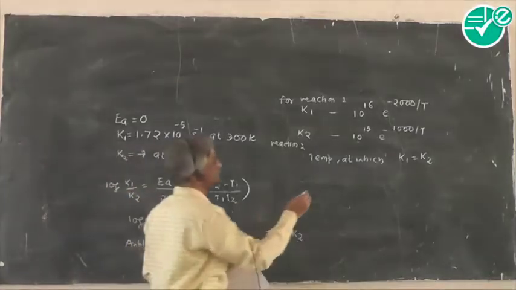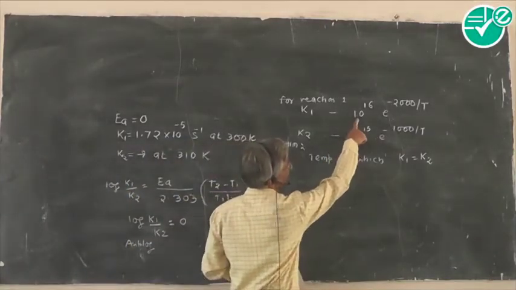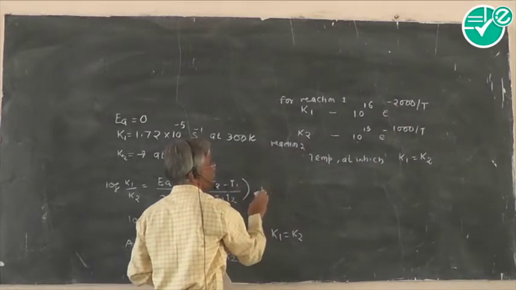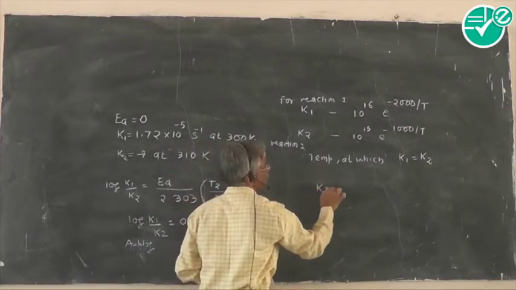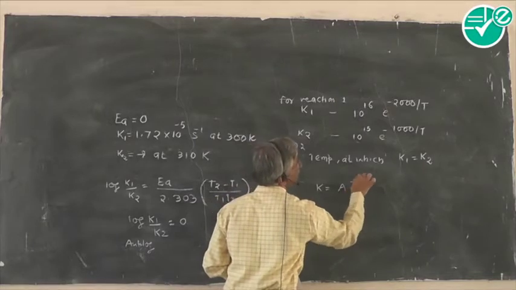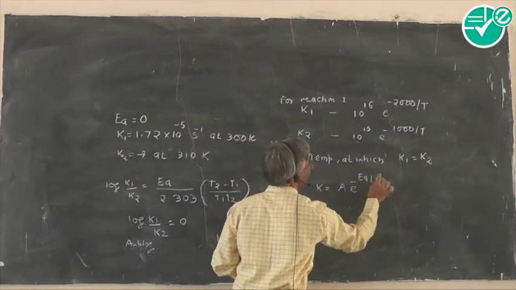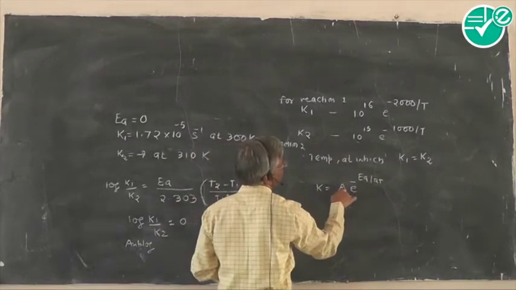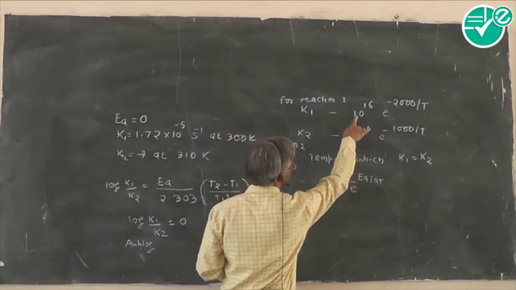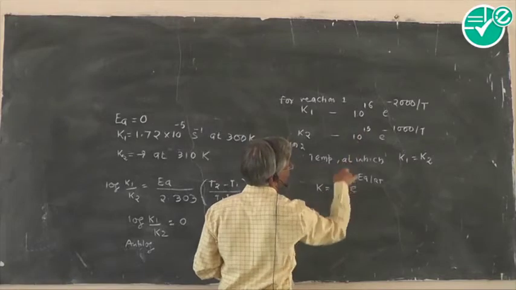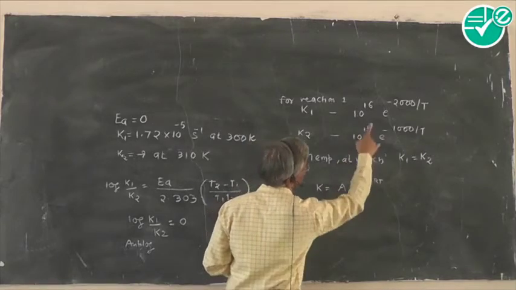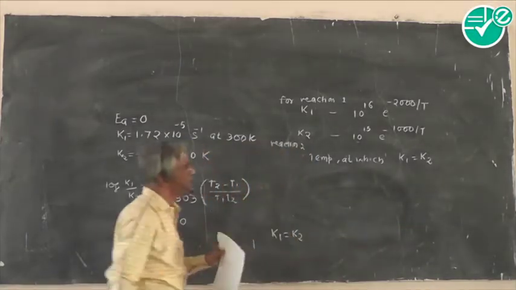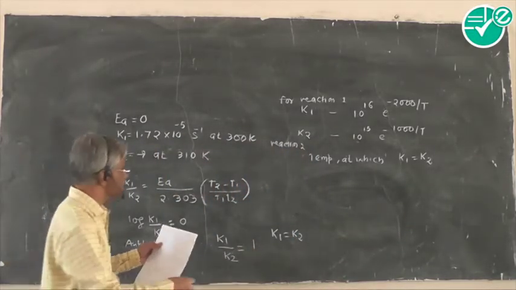So let us consider this as a value of A, and this is e raised to minus. We know the equation K equal to A e raised to minus EA upon RT. Now suppose that this A is equal to this much in this equation, this is equal to this much in this equation, and then this is the exponential provided to you. Now write the two equations.